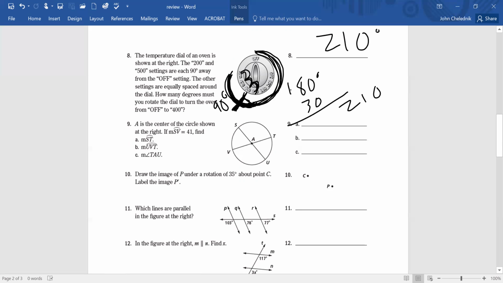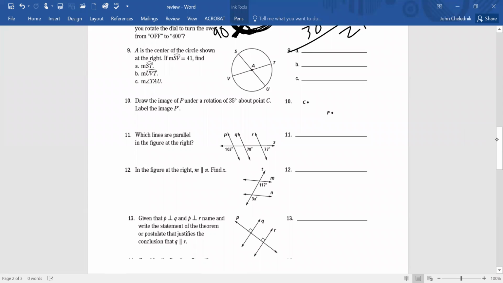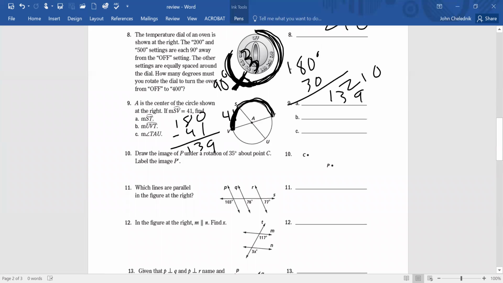Okay, number 9 says A is the center of the circle shown at the right. If the measure of arc SV equals 41, let me label that. It's always a good idea to label your pictures. Find the measure of arc ST. ST is this arc. This is half the circle. That's 180 degrees. This much of it is 41 degrees. So we're basically going to take 180 minus 41. That's going to give you 139. So your answer is 139 degrees.